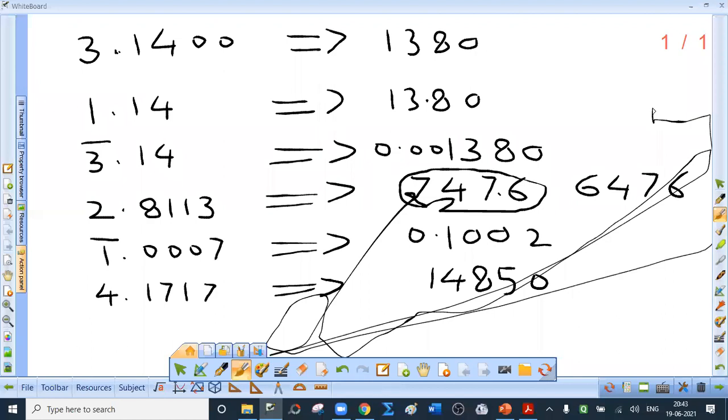So it is 6476. Okay. Now characteristic is 2, so there must be 3 digits in the integral part. I'm sorry for this. Something went wrong. Now this is correct. Please correct this. What is anti-log of 2.8113? It is 647.6. Is this correct now?